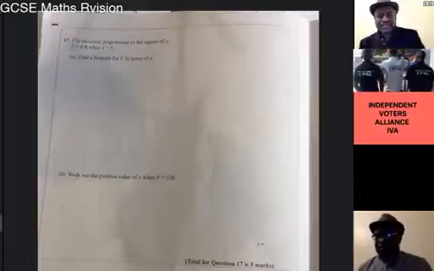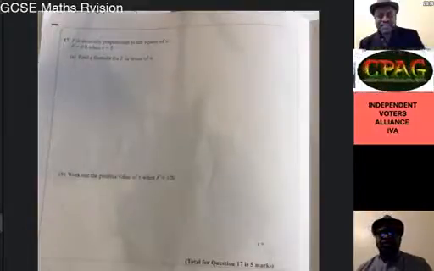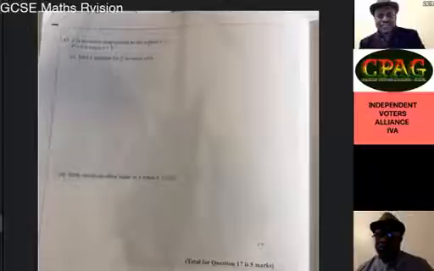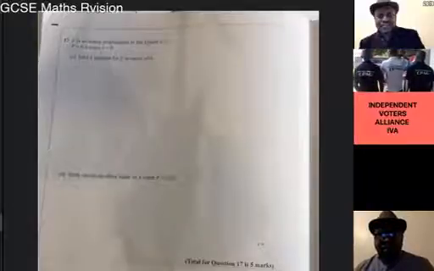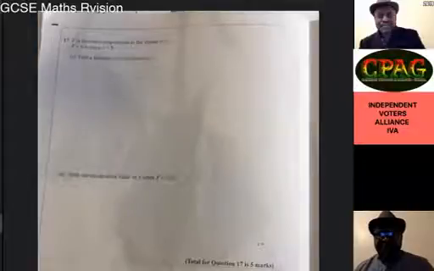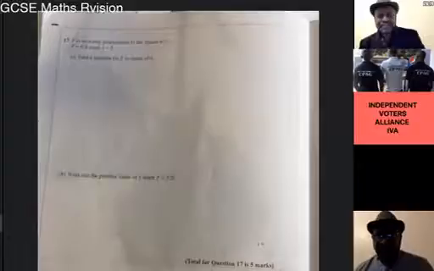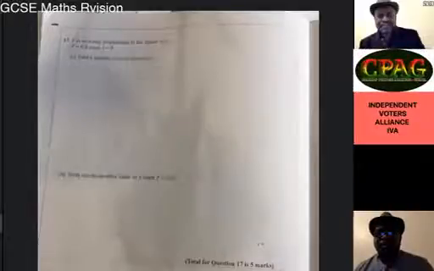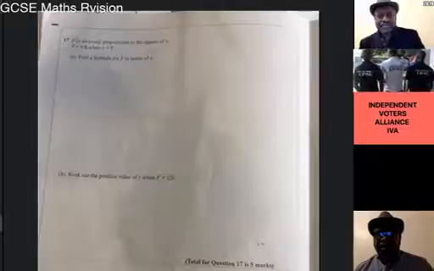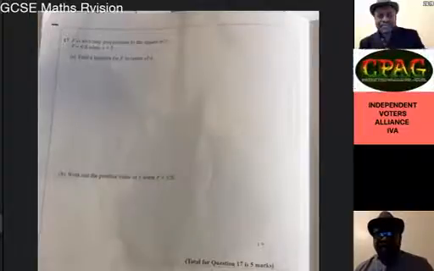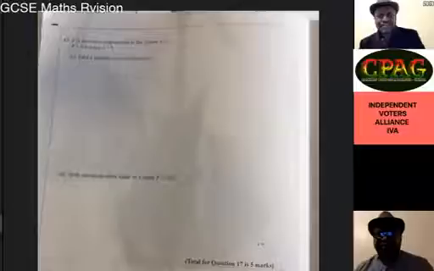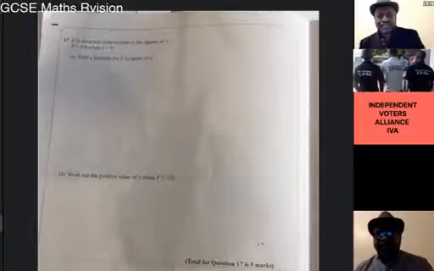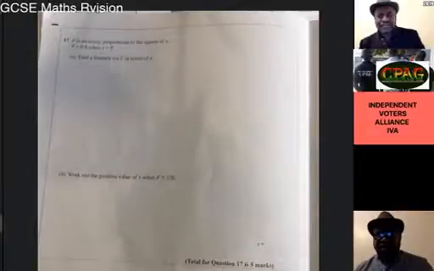Okay, let's go straight to question number 17. It says that f is inversely proportional to the square of x. f is equal to 0.8 when x is equal to 5. A. Find a formula for f in terms of x.